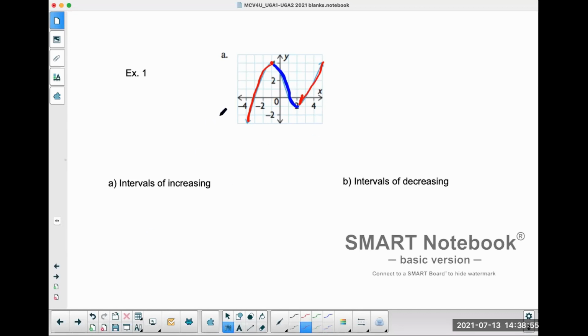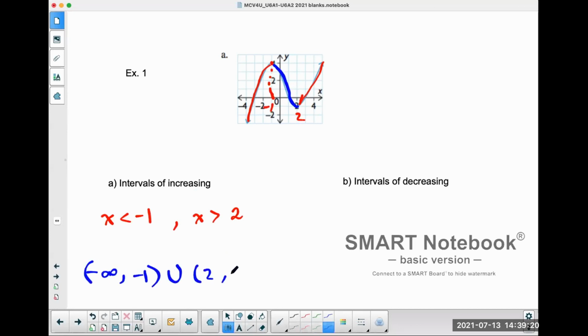So increasing is going to be -infinity to, again, x values, -1. And then that's 2 and up. So you can say x is less than -1, and then x is greater than 2. Or you can use the alternate notation of -infinity to -1, union 2 and positive infinity. Again, both ways are accepted. It's up to you how you want to write it.